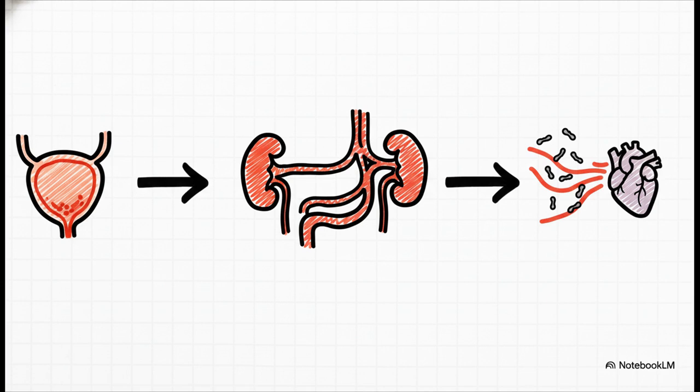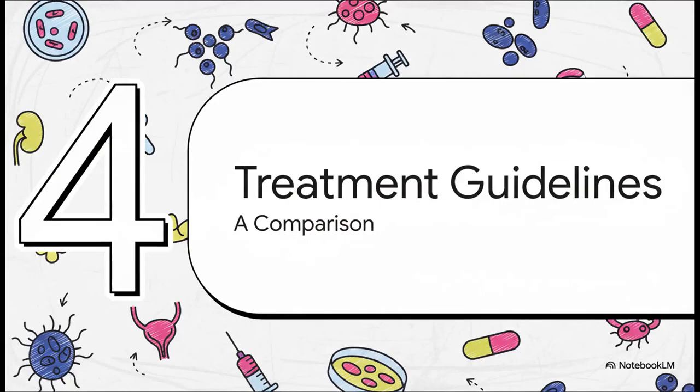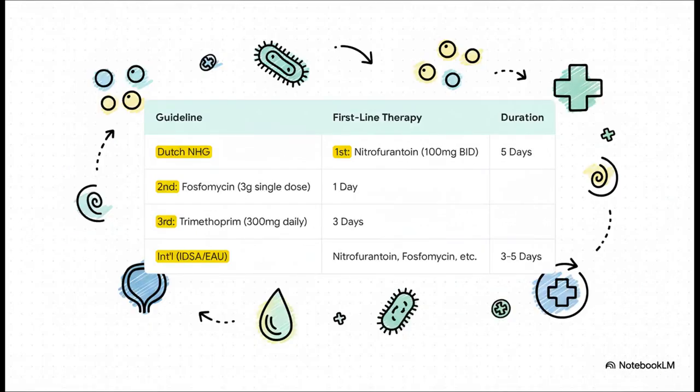And while it's rare, in patients who have some kind of obstruction or an indwelling device, it can cause life-threatening bacteremia and even endocarditis. All right, we've nailed the diagnosis. Now what? Time to talk treatment. And this is where things can get a little tricky because, as you'll see, different international guidelines offer slightly different roadmaps. Let's compare them. Let's look at the most common scenario, uncomplicated cystitis in adult women.